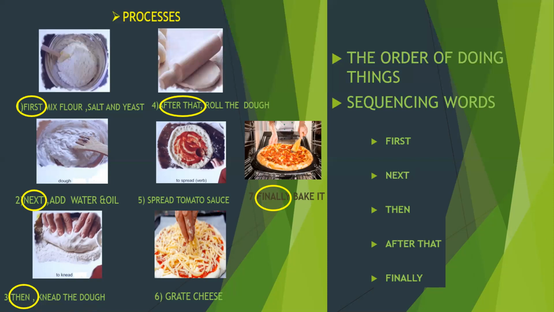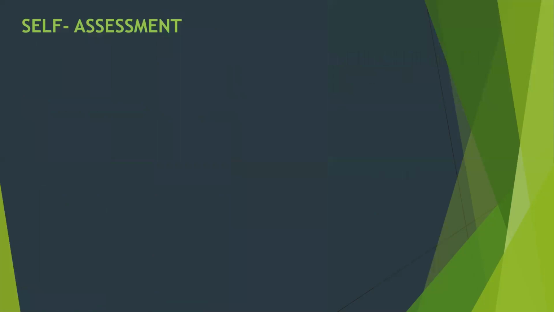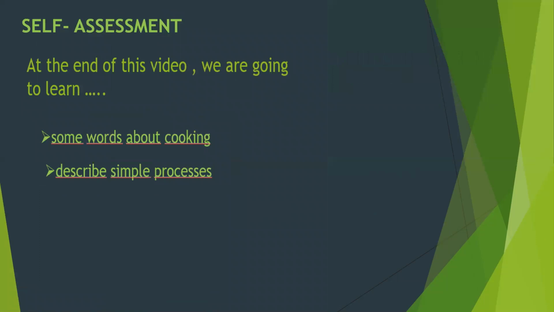Okay, I have done this part, and now self-assessment. I'm about to finish my presentation, but before that, let's get back to our aims at the beginning. At the end of this video, we are going to learn some words about cooking. Do you remember our aims? Now let's see how far we have come and how far we need to go. What new words did you learn recently?